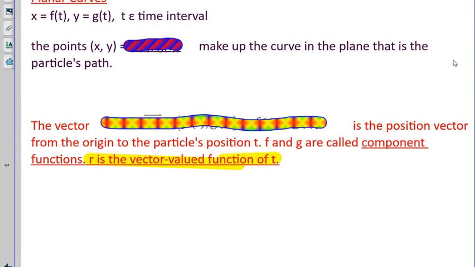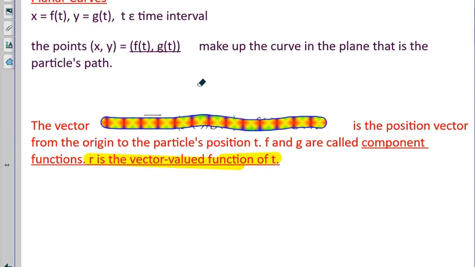Okay, so vector-valued functions, we have a couple things that we want to know about them. If you have a function that is defined as x equals f of t and y equals g of t, so the two pieces together, where t is some time interval, then the point (x, y) can be defined as the point (f of t, g of t). And this set of points makes up the curve in the plane that is the path.